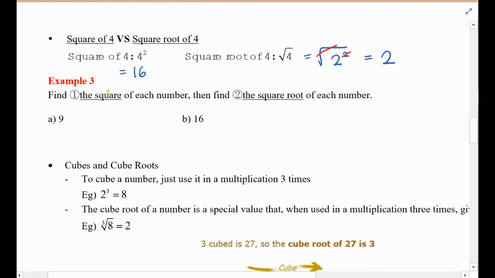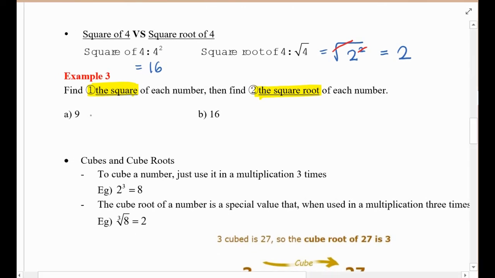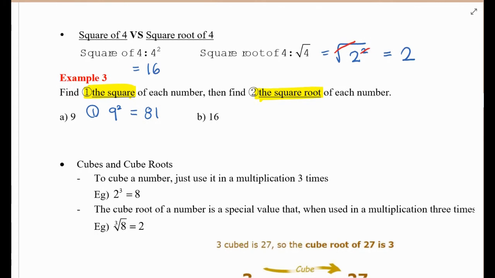Okay, so find the square of each number and find the square root of each number. Number 1, the square is 9 squared. What is this? 81. Number 2, square root of 9. What is this? That is 3 squared, and you cancel, then the leftover is 3. So root 9 is 3. Okay?